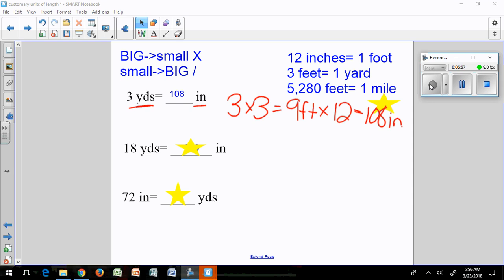Pause the video. Unpause when you want to check your work. All right. Pause. All right. How'd you do? Remember, if we're going from something like yards to inches or even miles to inches, inches to miles, we don't have that direct conversion. So you'll have to do 2 conversions. Go from yards to feet, and then feet to inches, or from inches to feet, feet to yards.